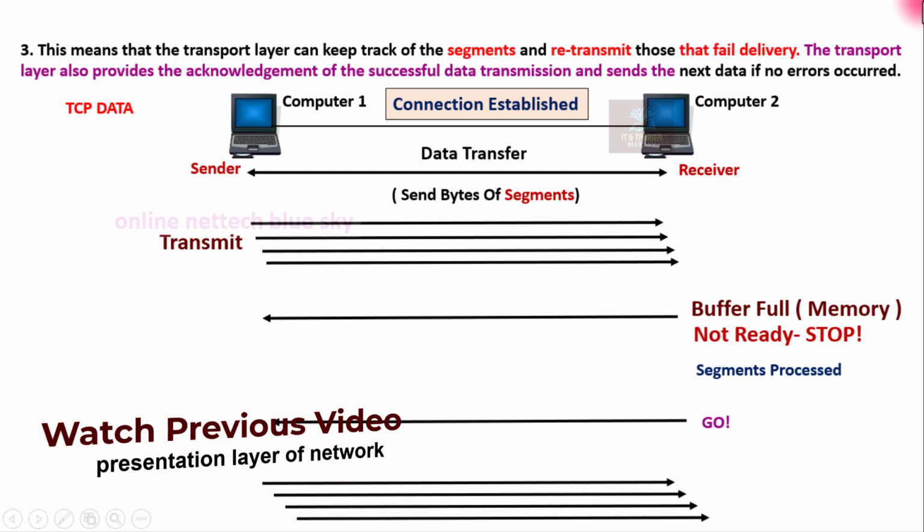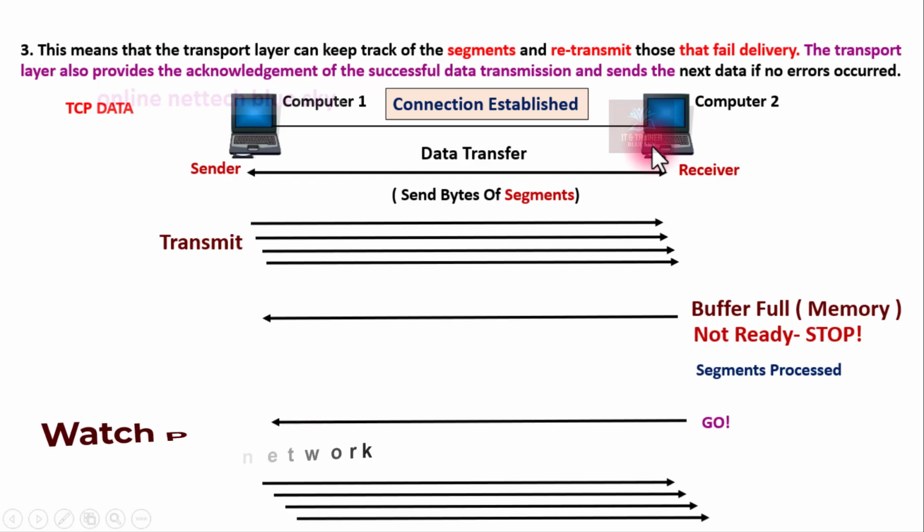So that is the buffer memory. Sometimes it is very heavy when you transmit continuously from one computer to another, but the receiver has some capacity, and there is a limitation on the data transfer rate.